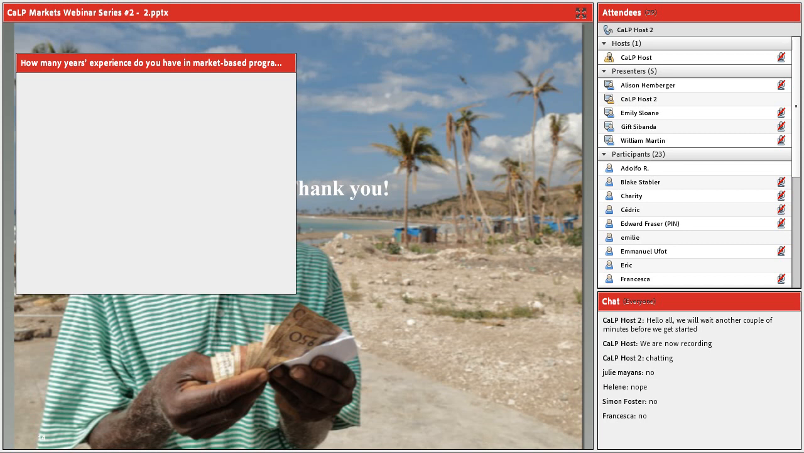Okay, so what I'm seeing emerging from the trends so far is quite interesting, because what we're seeing is that the level of experience of market-based programming is relatively high. 4 to 6 years is definitely the predominant there, or 1 to 3. Definitely lots of experience on the line, which is great because we'll have hopefully lots to share.